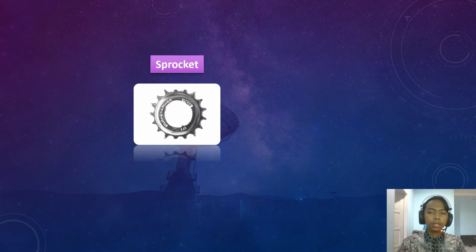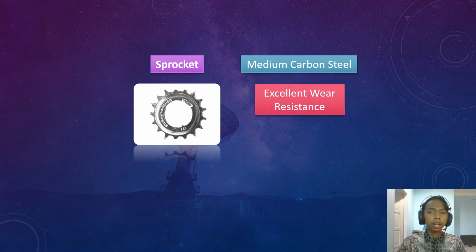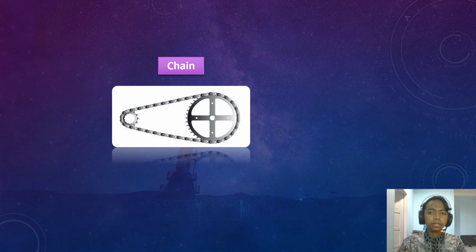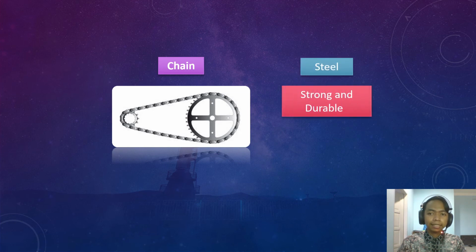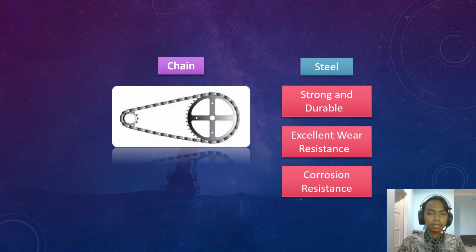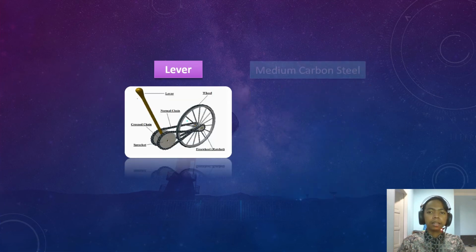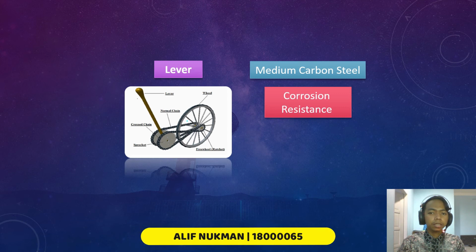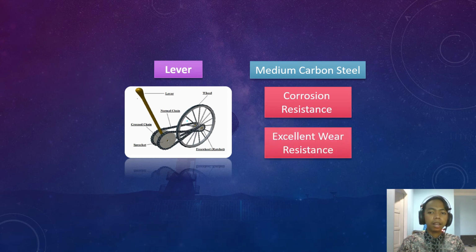For the sprocket, we decided to choose medium carbon steel. Why? Because it has excellent wear resistance, thus increasing the lifespan. It is strong and durable, and also cost effective. For the chain, we decided to choose steel. Steel is strong and durable, has excellent wear resistance, thus increasing lifespan, and it has corrosion resistance. And for the lever, we choose medium carbon steel. Why? Because it has corrosion resistance and also has excellent wear resistance, which will increase the lifespan.